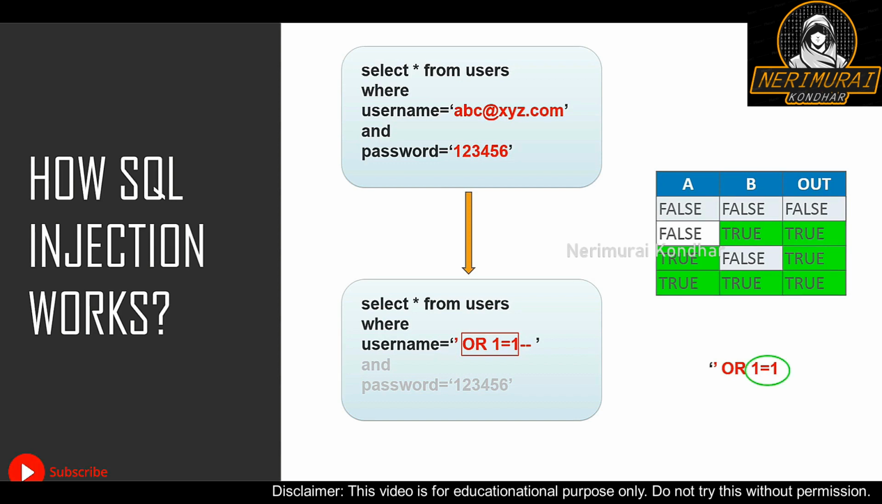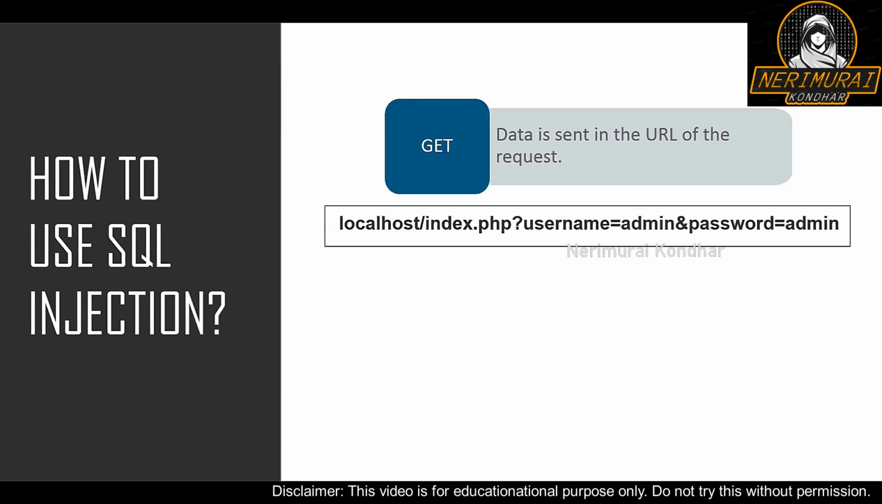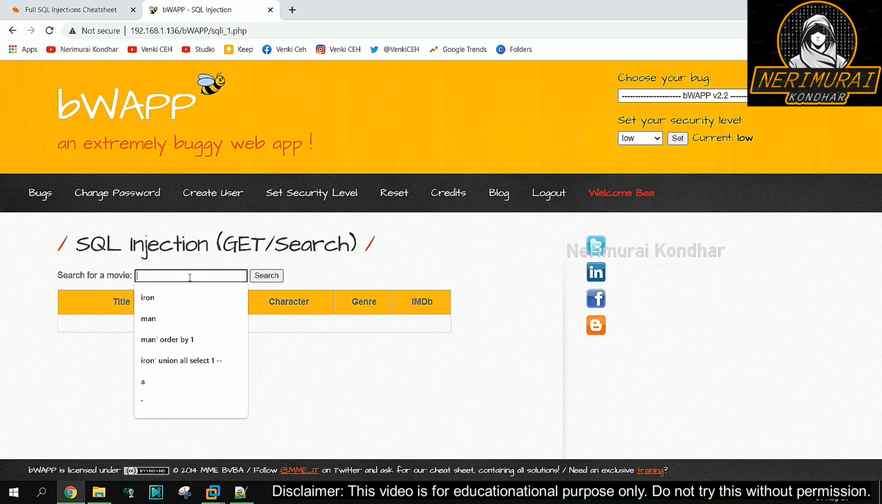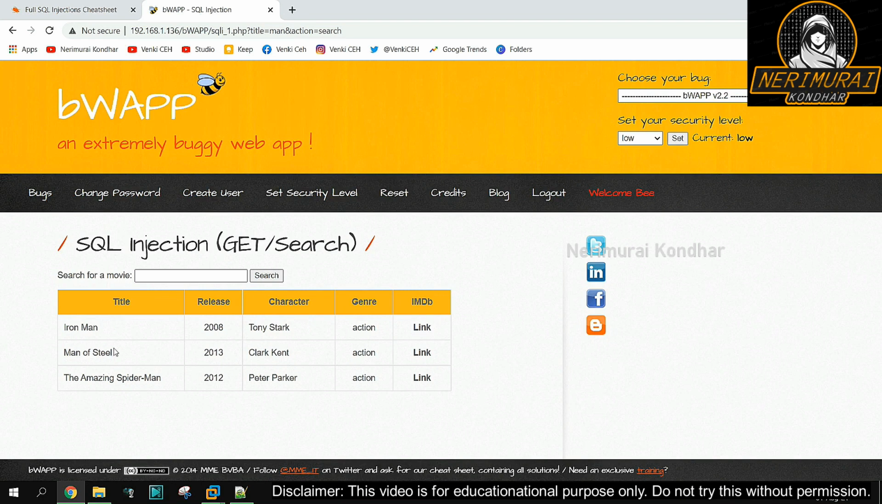This can be achieved in two ways. If a web application is using the GET method, we can pass these parameters along with the URL. If the application is using the POST method, we can inject through form fields, which I will show in the live demonstration. So now let's get into some action. I have already set up a web application for this demonstration.